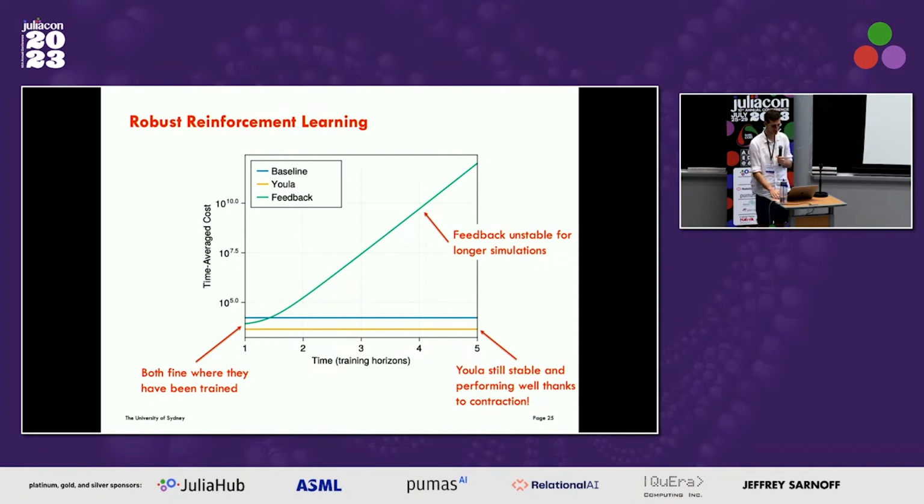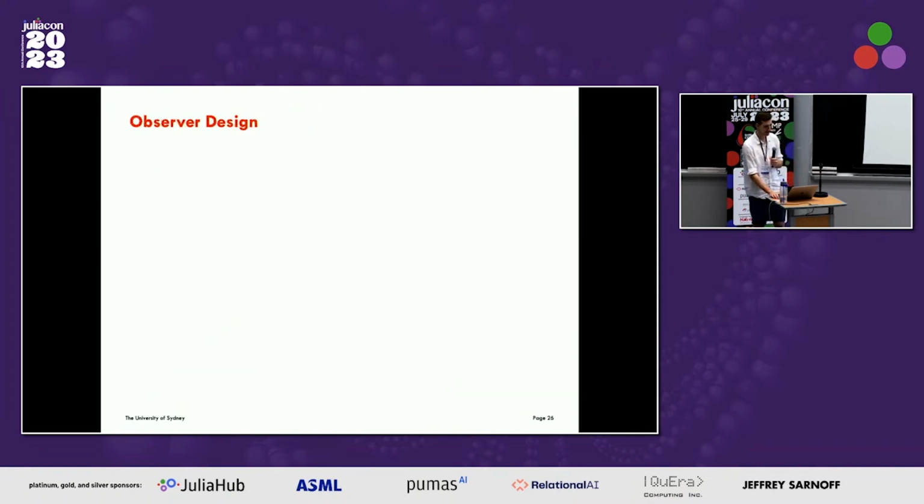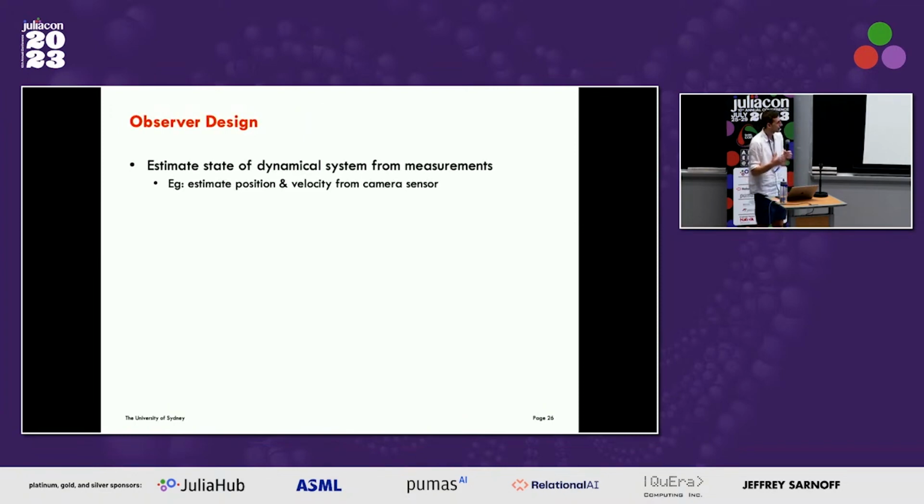The last case, and this is for people interested in estimation, is an interesting case. If you've ever heard of a Kalman filter or an extended Kalman filter, these are what we call observers or state estimators. Basically, it's a way of figuring out what the state of a dynamical system is based on just measurements. For example, I might want to figure out what position and velocity my little rover is at, just based on bearing measurements or some camera sensor.